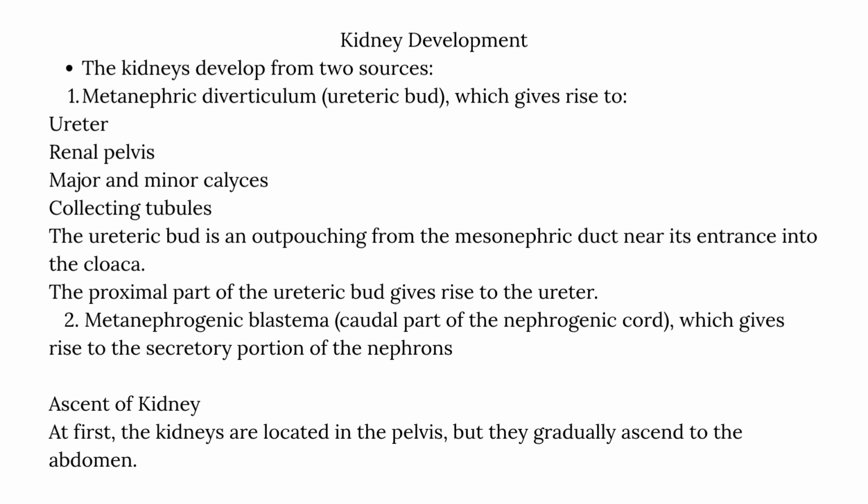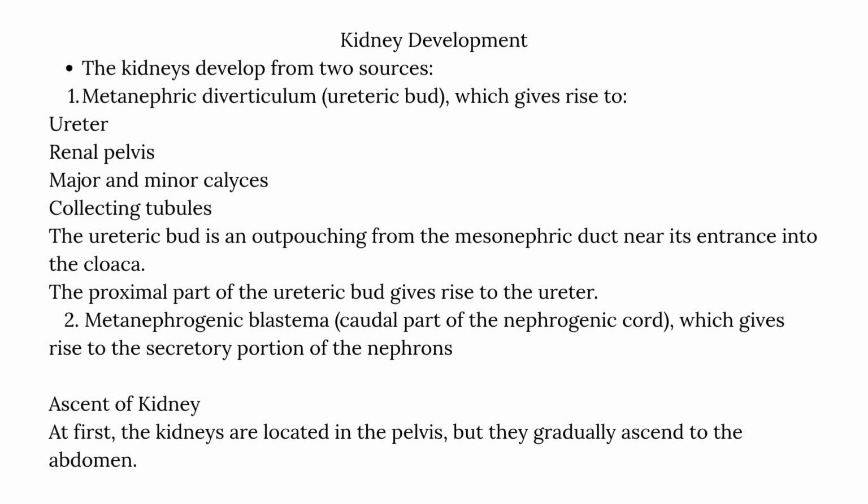Metanephric diverticulum, or ureteric bud, which gives rise to the ureter, renal pelvis, major and minor calyxes, and collecting tubules. The ureteric bud is an outpouching from the mesonephric duct near its entrance into the cloaca. The proximal part of the ureteric bud gives rise to the ureter.